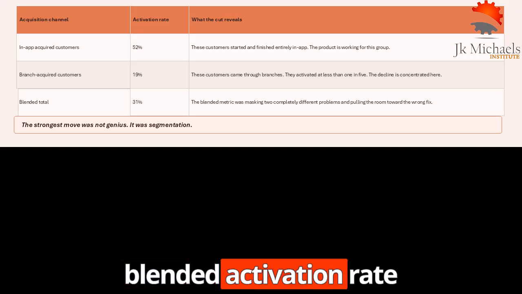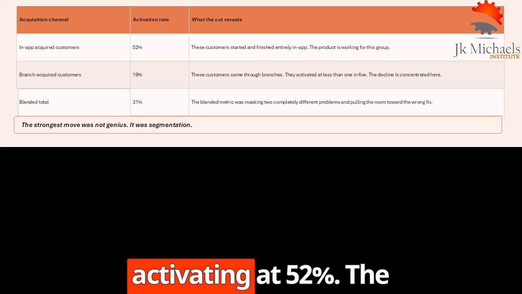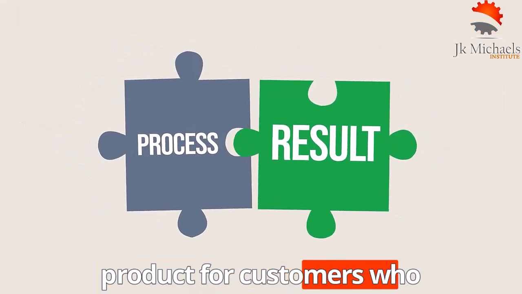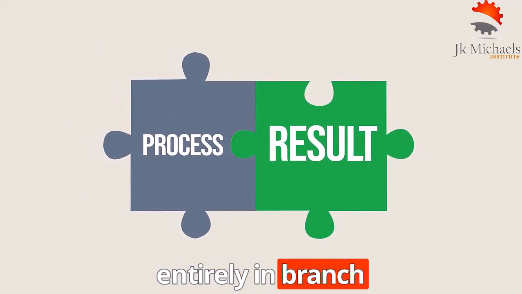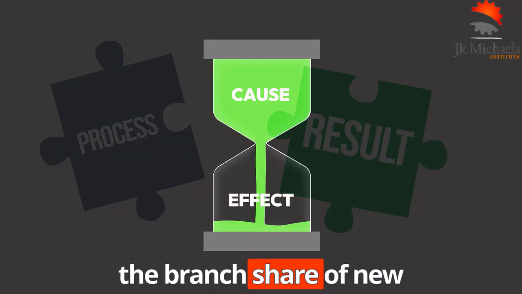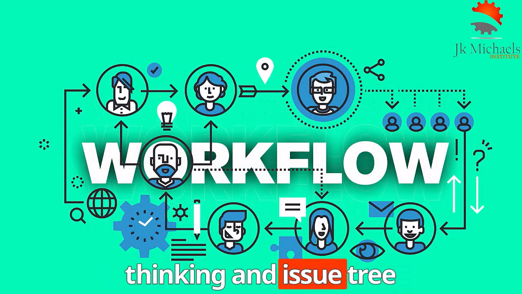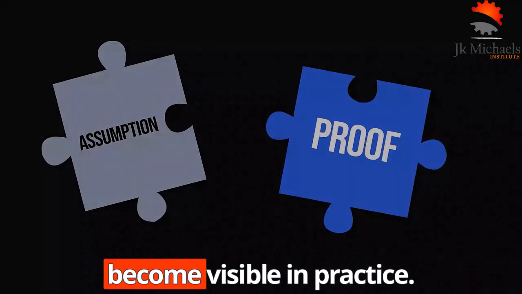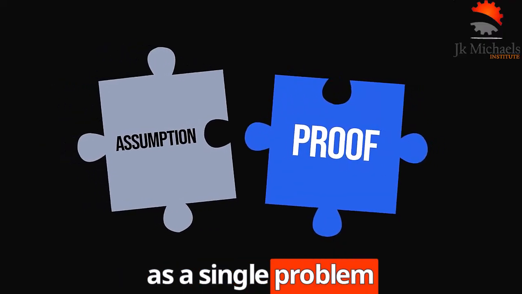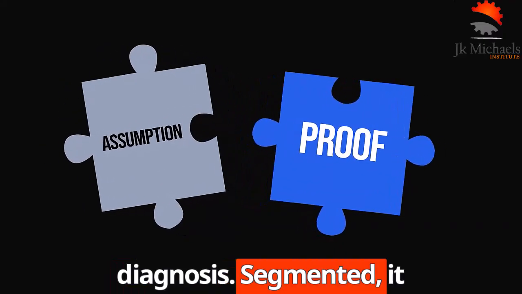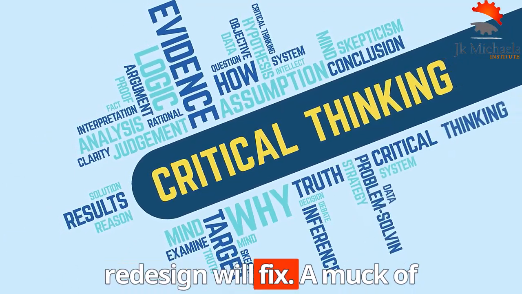The blended activation rate was masking two completely different problems. In-app customers were activating at 52%. The product for customers who came through digital was working. The decline was concentrated almost entirely in branch-originated accounts, and the branch share of new volume was growing. This is the moment MECE thinking and issue tree logic from Module 2 become visible in practice. A blended metric treated as a single problem produced the wrong diagnosis. Segmented, it reveals a structural issue that no amount of UX redesign will fix.